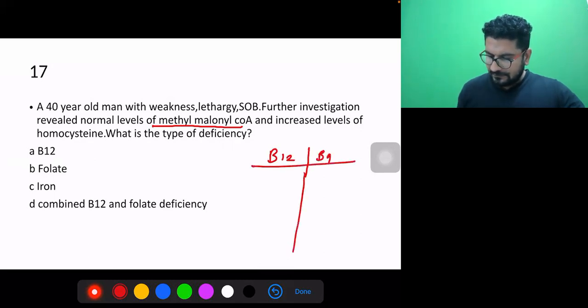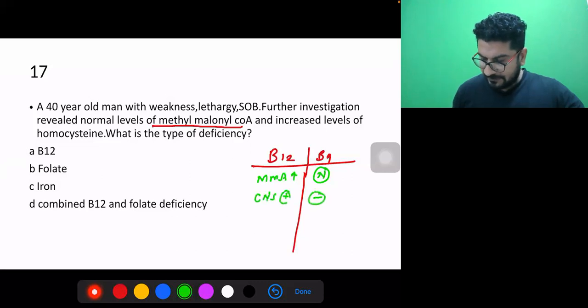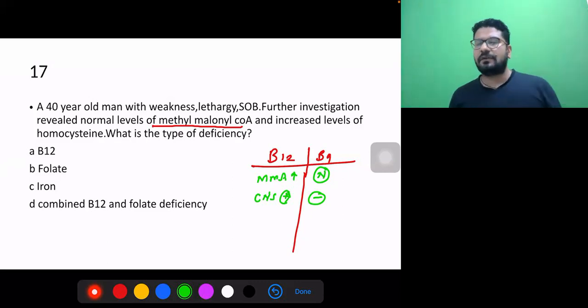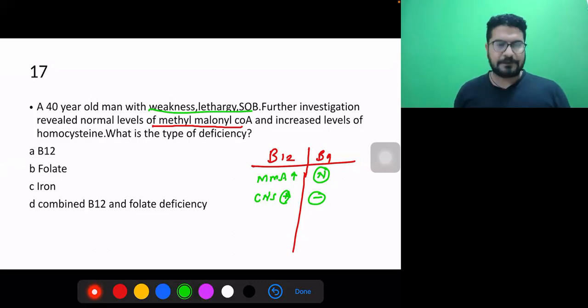So the first difference is in B12 deficiency, you will see MMA level will increase. Here it will be normal. A second feature will be clinical feature, that is you will see neurological manifestation. So CNS involvement is present in B12, CNS involvement is not seen in B9. So for this question, understand this, they are not mentioning any kind of neurological feature, only weakness, lethargy, shortness of breath. So no neurological feature is mentioned in this question. So what you can say, this is your folate deficiency, with normal levels of MMA. So this is a case of folate deficiency.